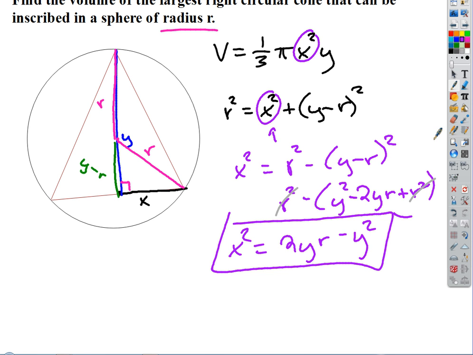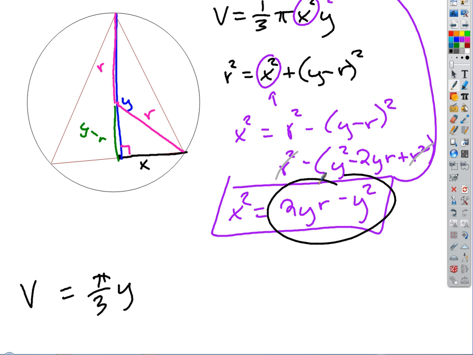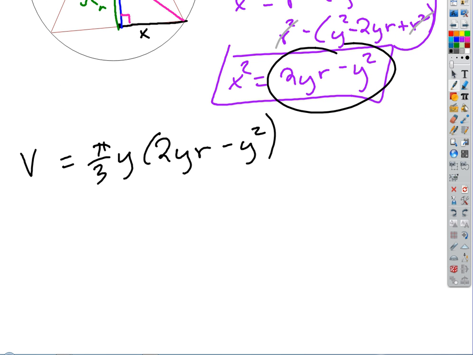Okay, we'll plug that in. And what are we left with? Let's see, then we get V equals pi over 3 times y times that whole expression. So now it's V of y. Okay, and we can just do our calculus, right?